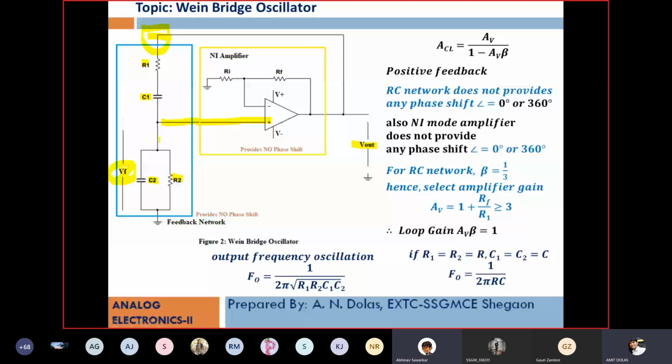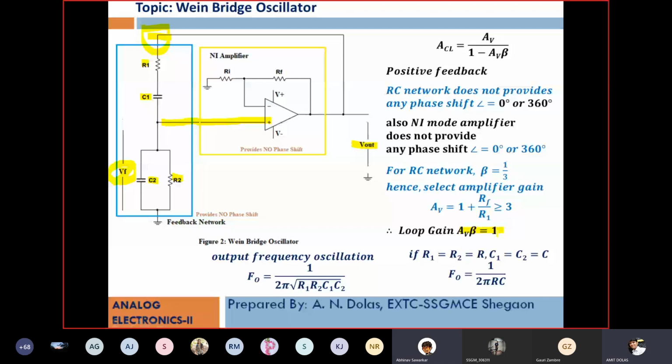After derivation, it is not a random value, and it is always 1 by 29 for the RC phase shift network, and always 1 by 3 for the Wien bridge. You have to remember this. If you miss this point while solving a design problem, the gain condition AV beta equal to 1 will not be fulfilled, and 50% of the marks may be deducted by the valuer.